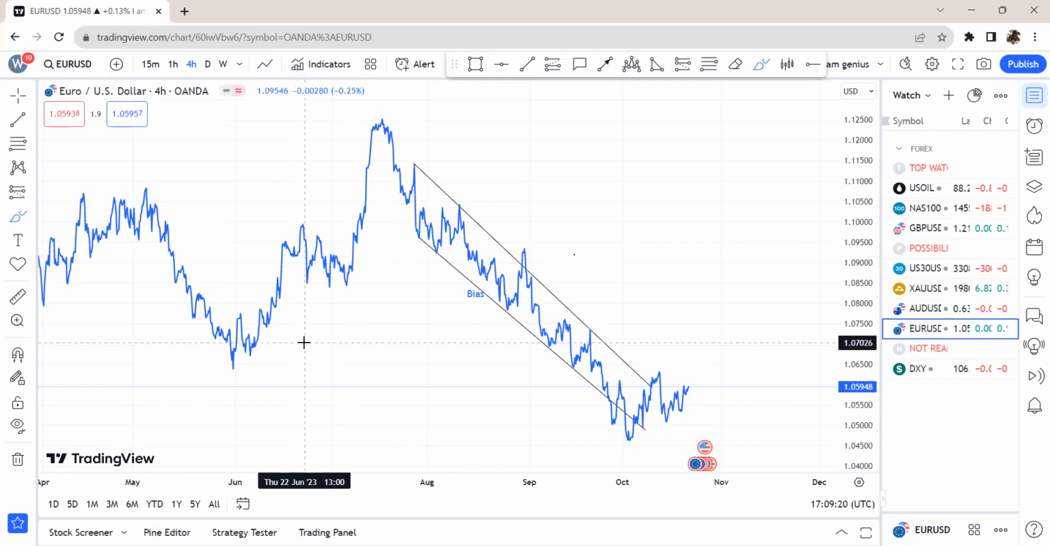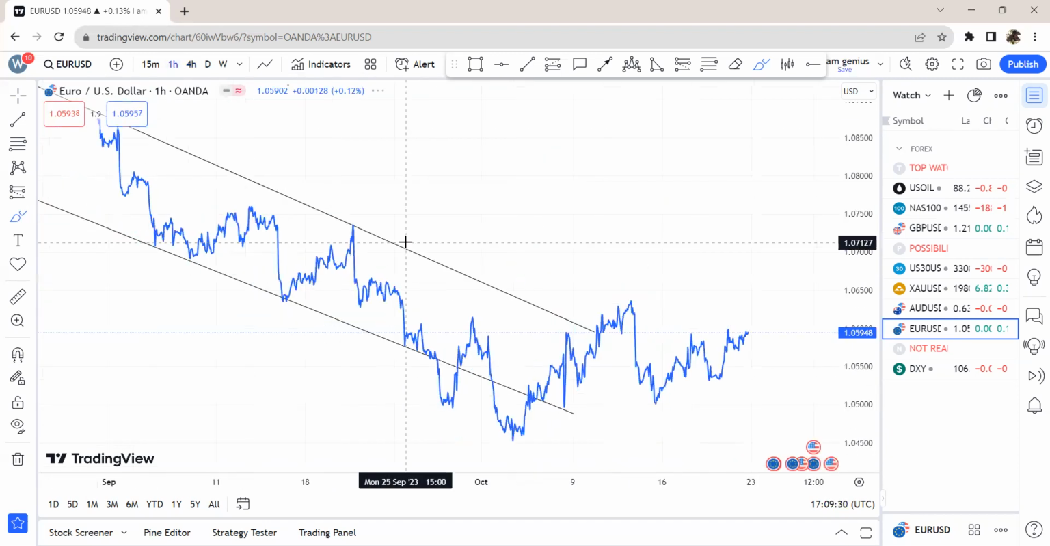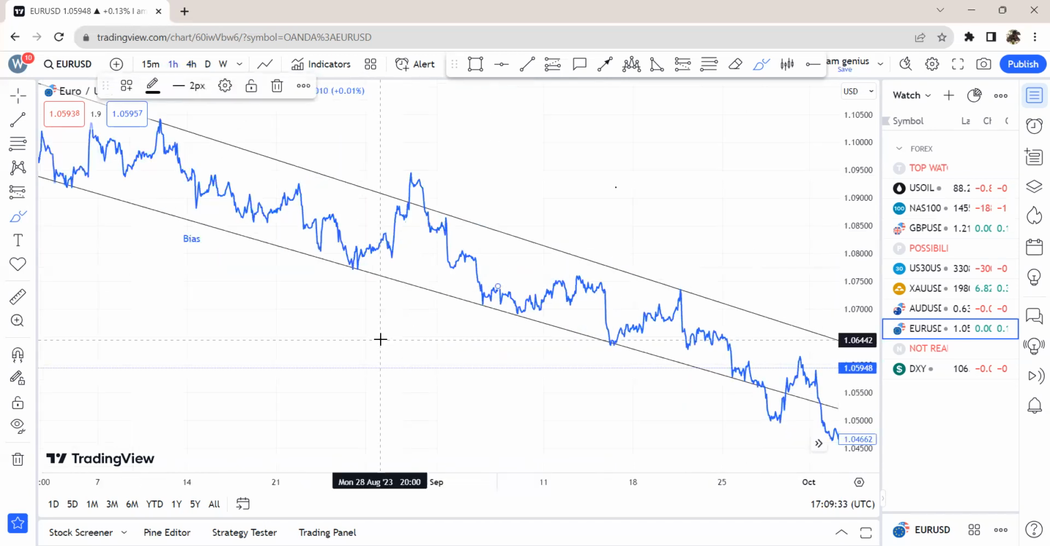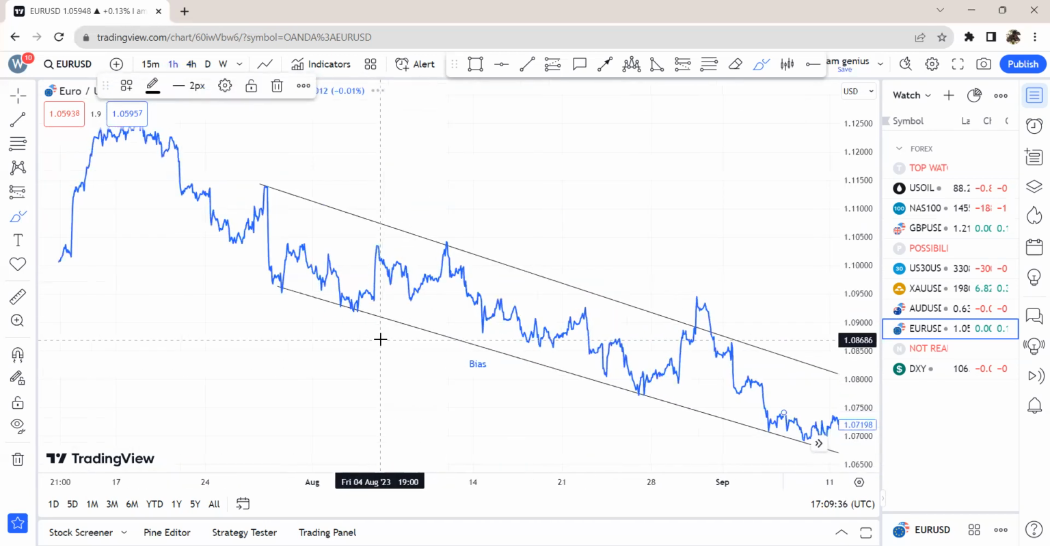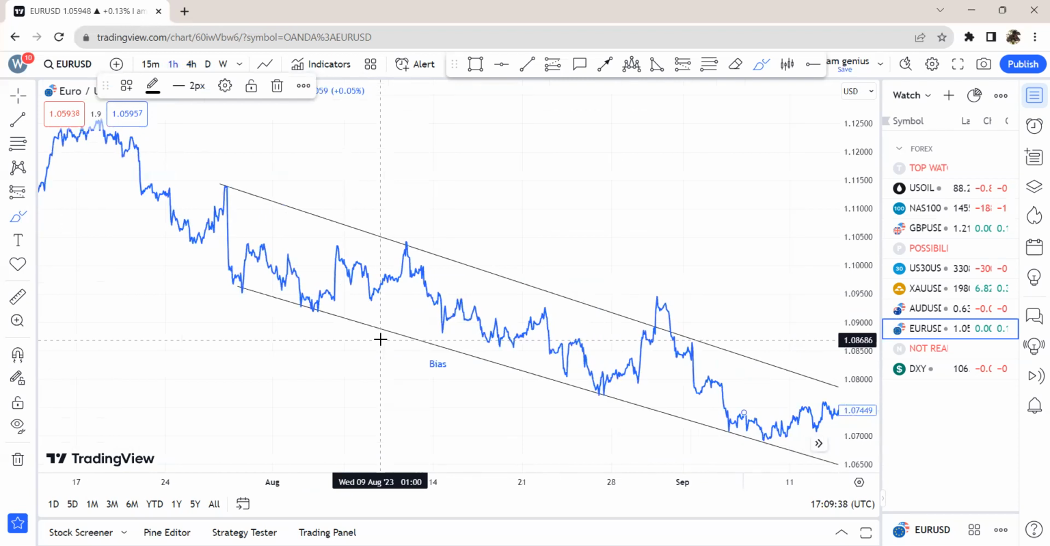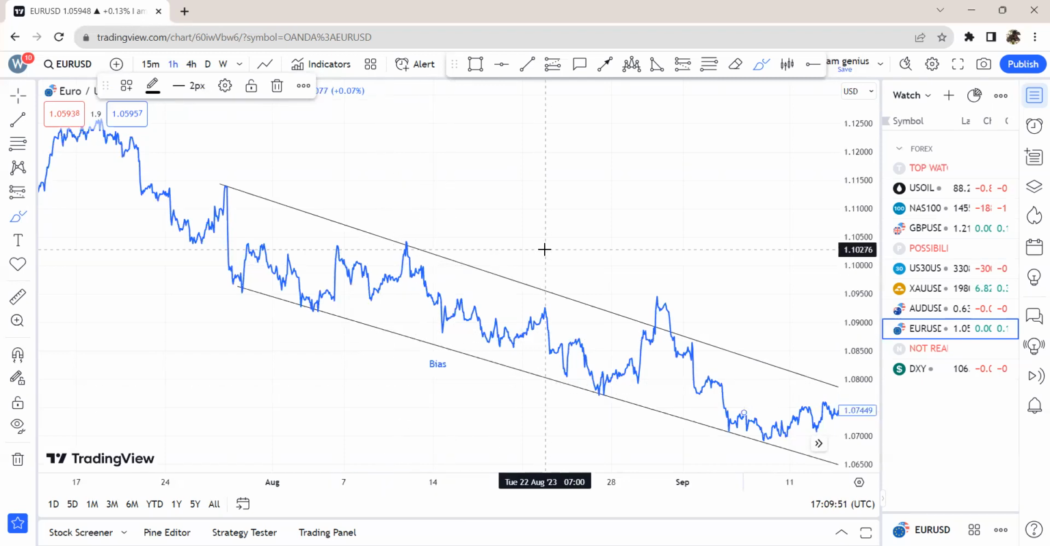So after identifying that, what you want to do is change your time frame to 1 hour. Now on the 1 hour, you'll be able to see a little bit more than on the 4 hours. Remember what I said when you're drawing, on the 1 hour you just want to put in support and resistance levels. Now for a downtrend, I said specifically what you want to do.